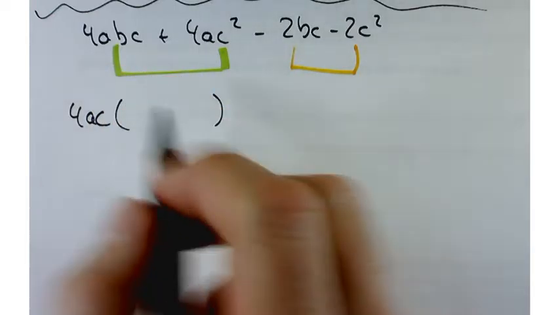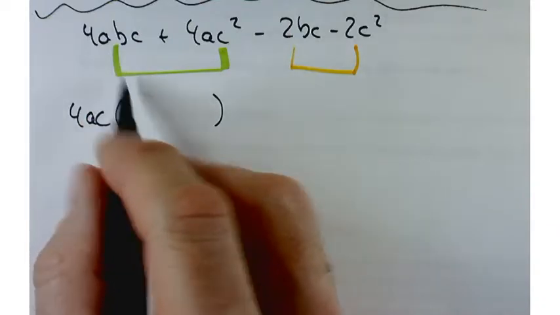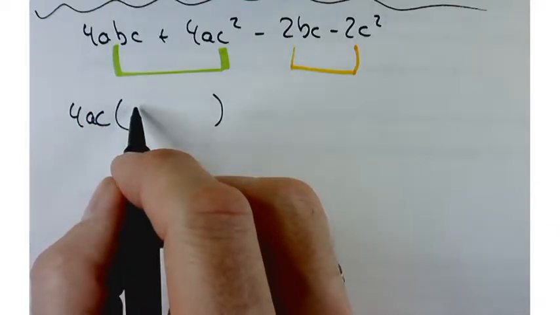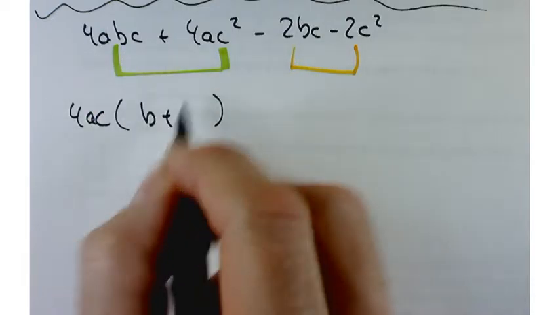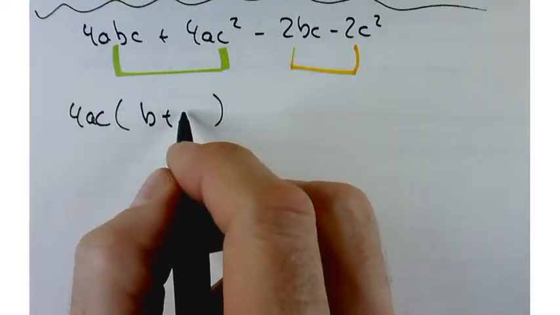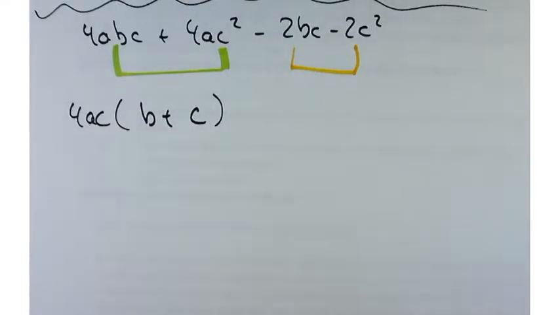Maddie, what will be left? Almost. Not quite a 1. There is something left. b plus one of the c's is left. All right, so b plus c. Good.